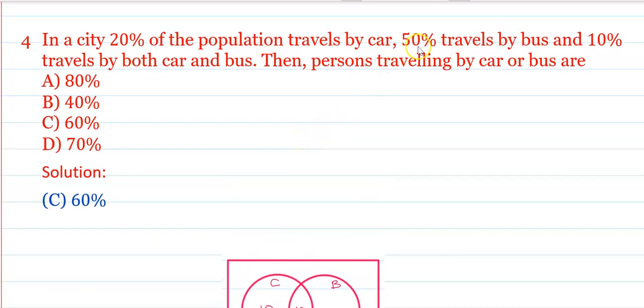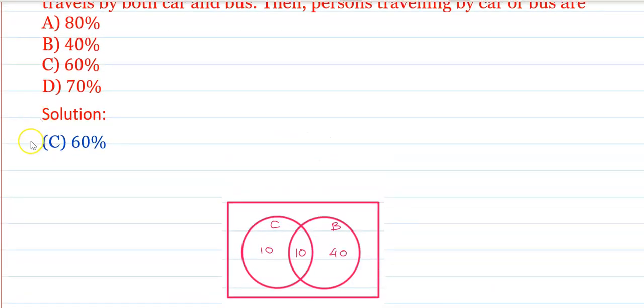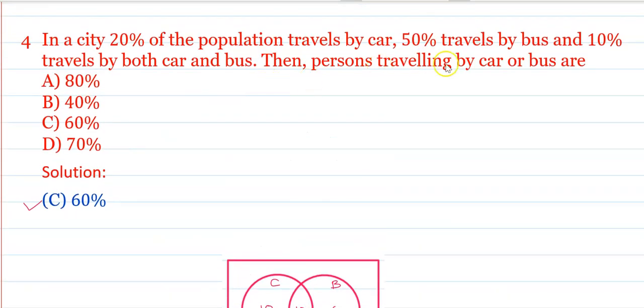Okay. Next 50% travel by bus. Now 50% travel by bus means how much comes here? 40 comes. 40 plus 10, that is 50. 50 plus 10, that is 60, and hence 60% travel by bus or car in this way.